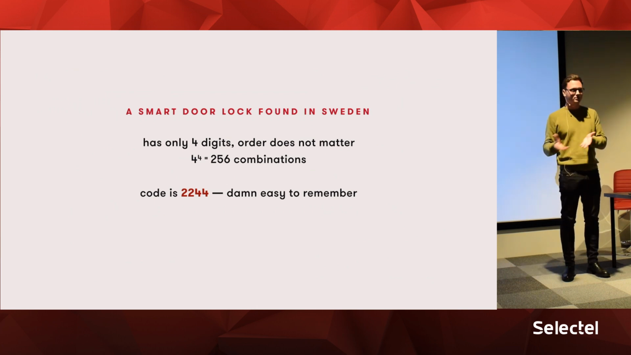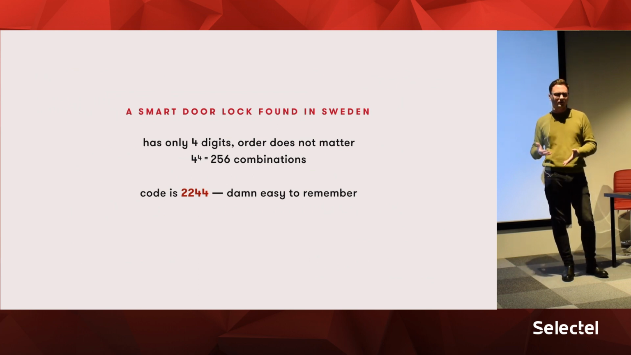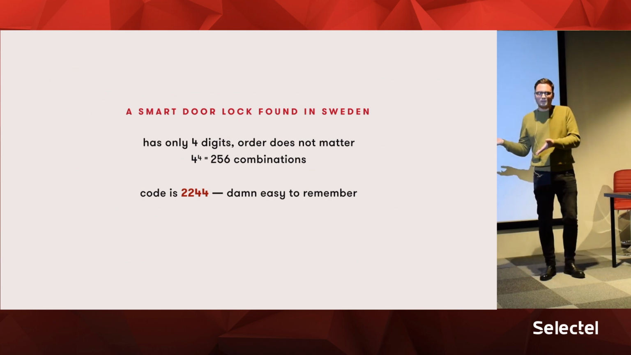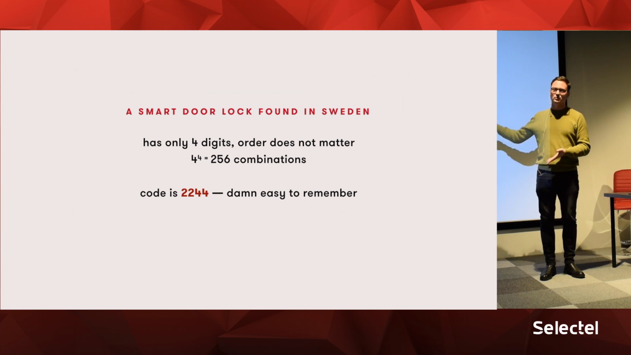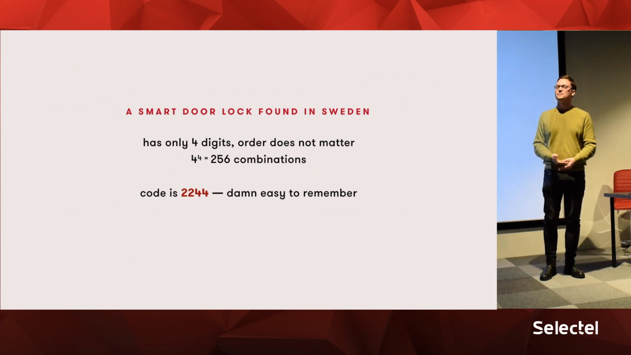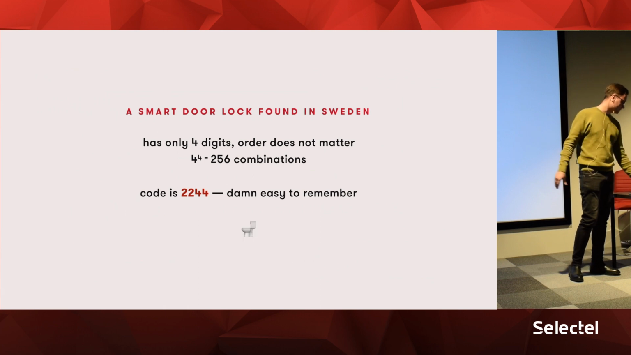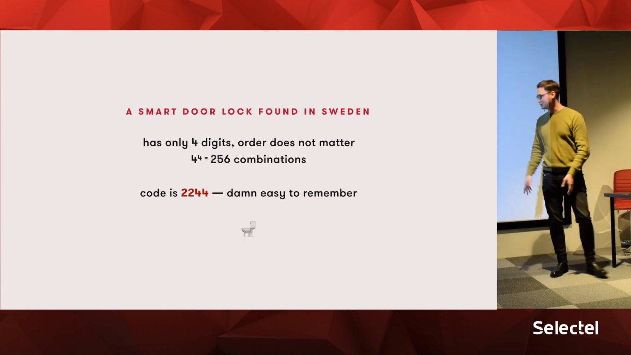And from the engineering perspective, it doesn't seem really secure. It's only 4 to the power of 4, 256 combinations, which I can just brute force maybe. But another interesting thing is that the code is actually 2244, and now it's even more insecure. But then when you understand the context of this door, it all makes sense because it's just the door to the public toilet in Sweden.